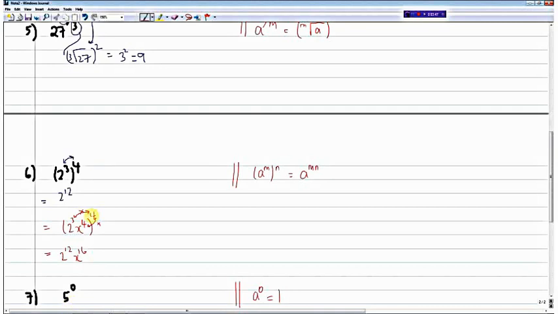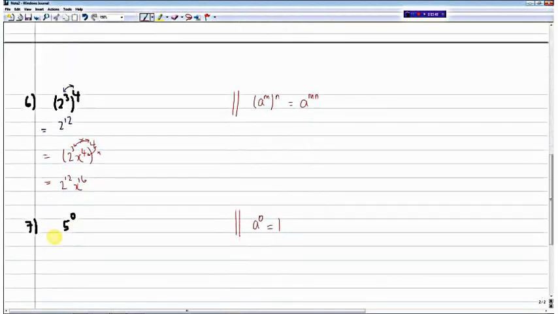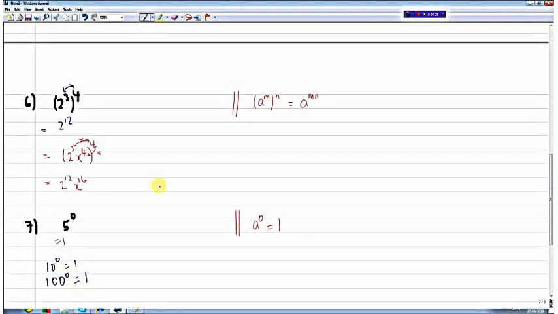The last law is the basic one. Anything raised to the power of 0 is equal to 1. So 5 to the 0 is 1. So 10 to the power of 0 equals 1. 100 raised to the power of 0 is equal to 1. Any number raised to the power of 0 is equal to 1.